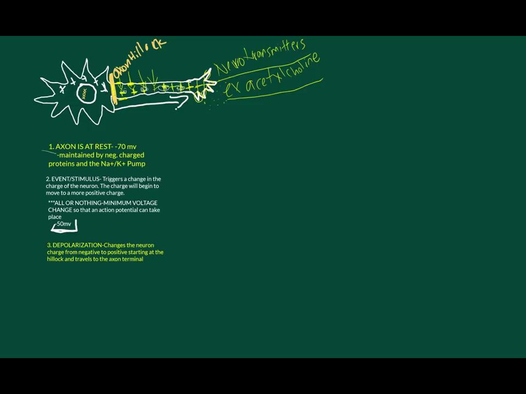So after the message is sent, the neuron then has to go back to its resting state. The movement of the charge from positive back to negative, to that negative 70, is known as the repolarization. So first, the neuron depolarizes, and we're actually going to say that depolarization makes the neuron go to about positive 40 millivolts. So now it needs to make its way back down to negative 70.